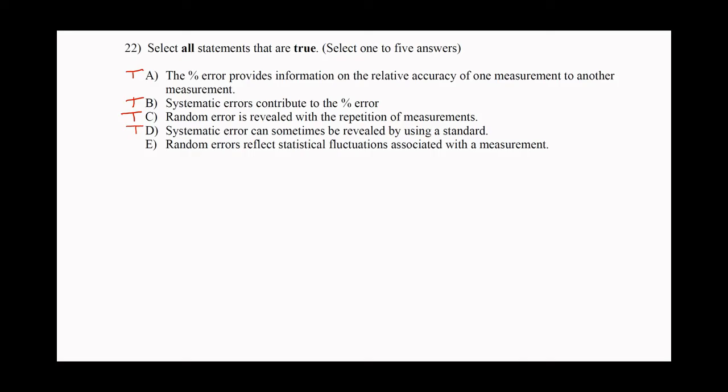Random errors reflect statistical fluctuations associated with a measurement. Absolutely, right? And they represent that with a Gaussian. So in this one, the correct answer was all of them.